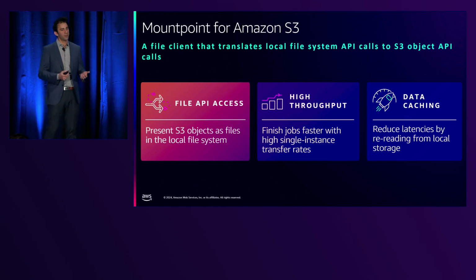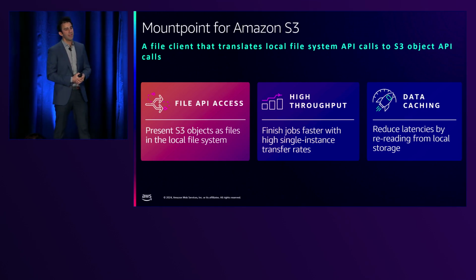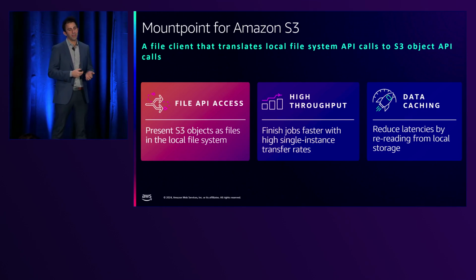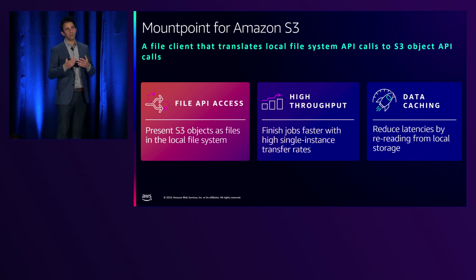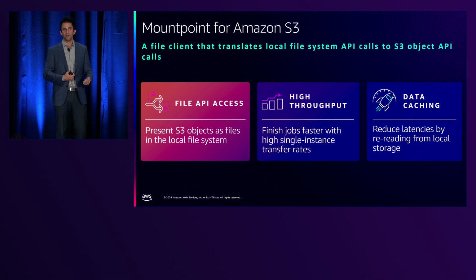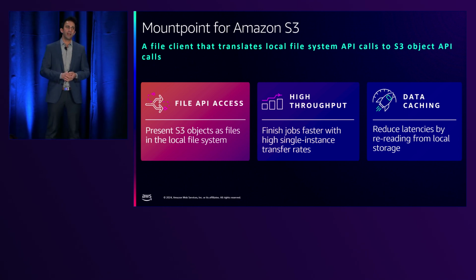If you're not familiar with Mount Point for Amazon S3, it's a file client that provides local file system API calls to S3 objects. This allows you to do simple reads and writes with a file interface to your S3 data lake. Now, it's not a file system. It doesn't provide the locking capabilities of shared storage. It doesn't provide capabilities like renaming a file. But for many workloads, this provides a very simple way to have scalable access with a file interface to your S3 data lake.